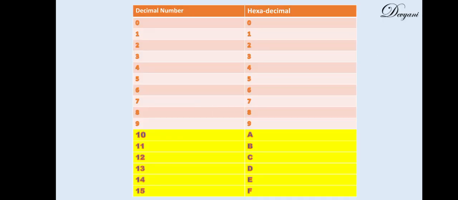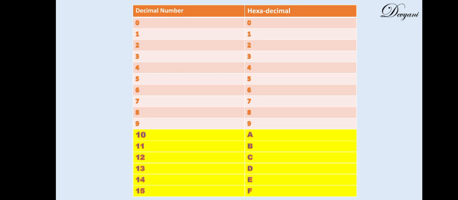Now here we have a conversion table in which we have decimal numbers at the left hand side and hexadecimal numbers at the right hand side. So we can see 0 as a decimal number is written as 0 only in hexadecimal. The equivalent hexadecimal code for 1 is 1, 2 is 2, 3 is 3, and so on till 9. Now after 9 you can see we have a highlighted part of numbers ranging from 10 to 15. Now 10 in hexadecimal is written as A, 11 is written as B, 12 is written as C, 13 is written as D, 14 is written as E, and 15 is written as F.